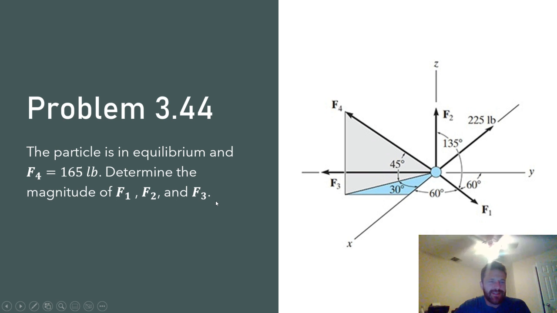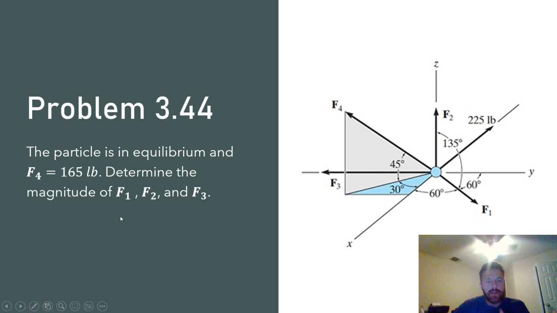And before we get started, let's think if this is even feasible. Well, what do we know about equilibrium in three dimensions? Remember that generally speaking, in three dimensions, we have three scalar equilibrium equations, namely the sum of all forces in the x direction must be zero, the sum of all forces in the y direction must be zero, and the sum of all forces in the z direction must be zero. So with those three equations, we generally can solve for three unknowns.